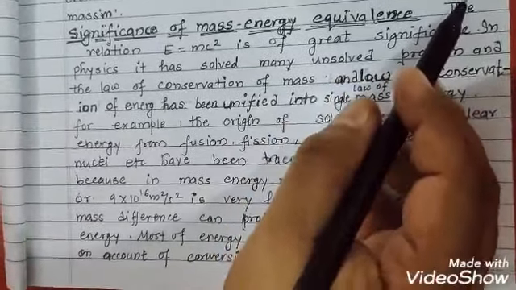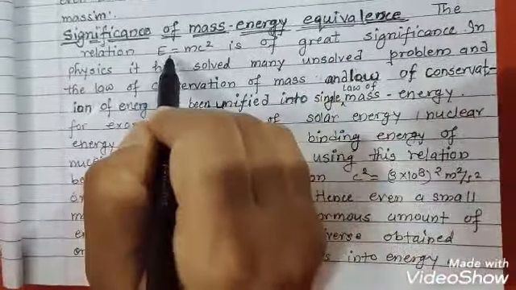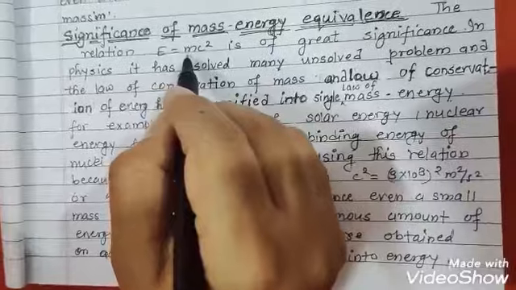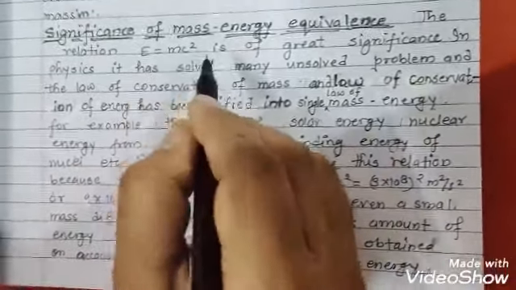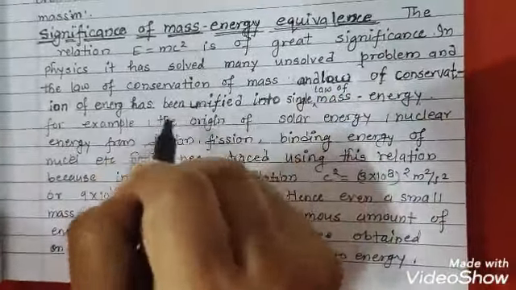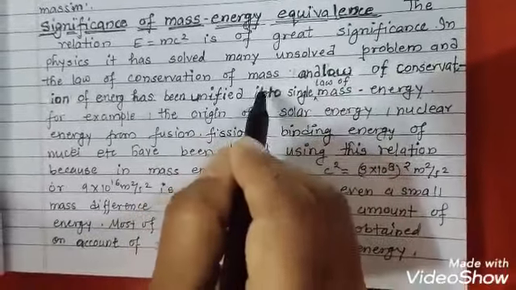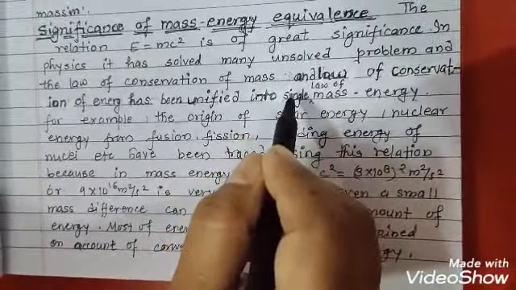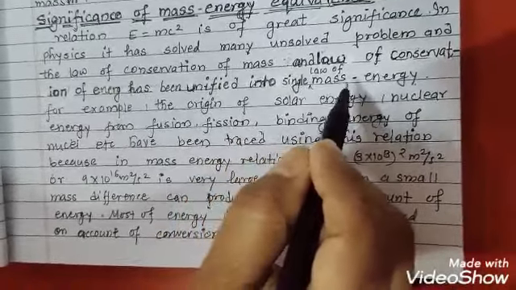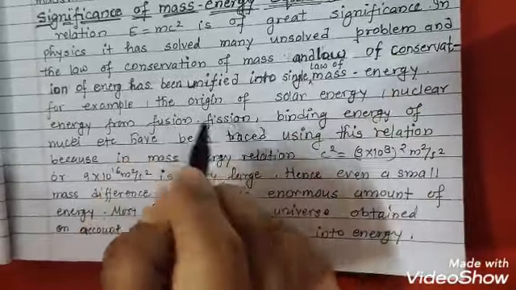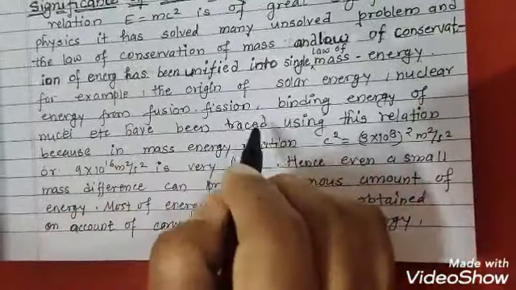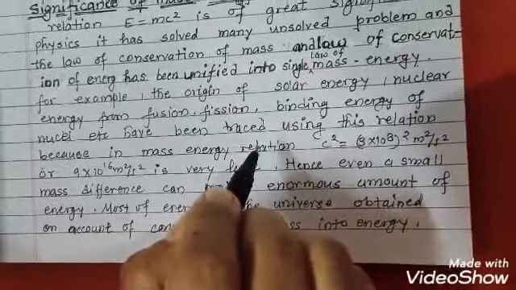We know the relation for mass energy equivalence is E equal to mc square, where E is the energy that appears when the m mass disappears. So it is of great significance in physics. It has solved many unsolved problems, and the law of conservation of mass and law of conservation of energy have been unified into a single law of mass energy. For example, the origin of solar energy, nuclear energy from fusion, fission, binding energy of nuclei, etc.